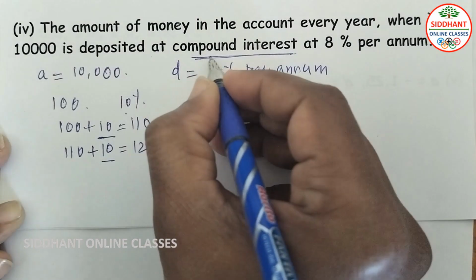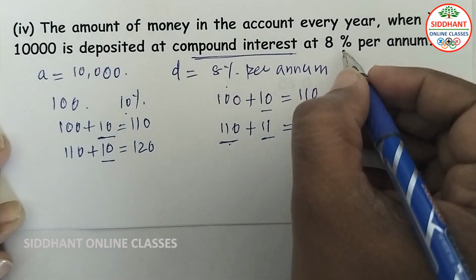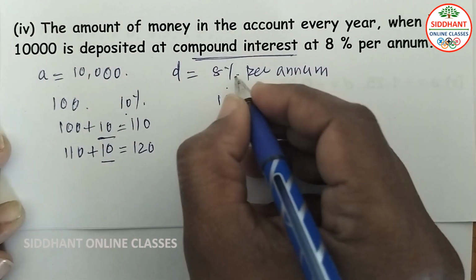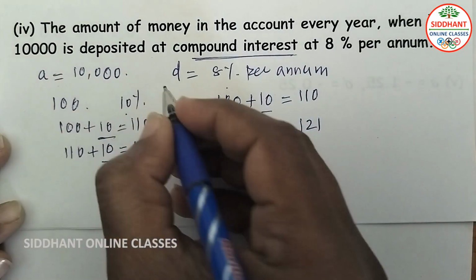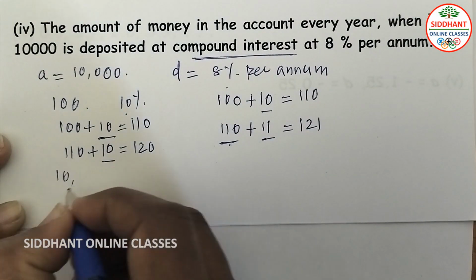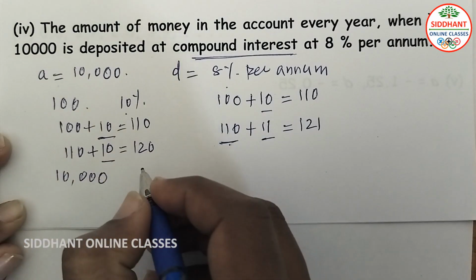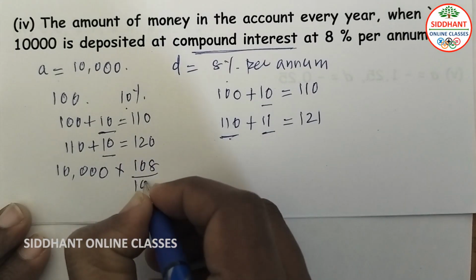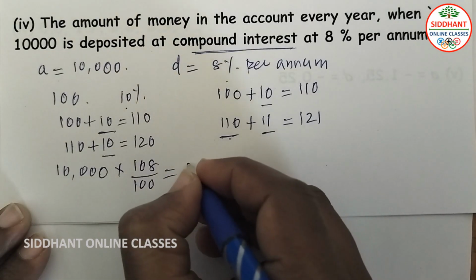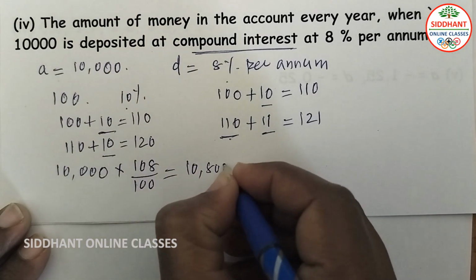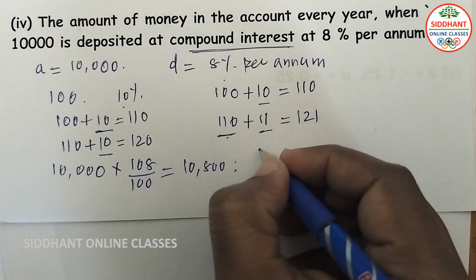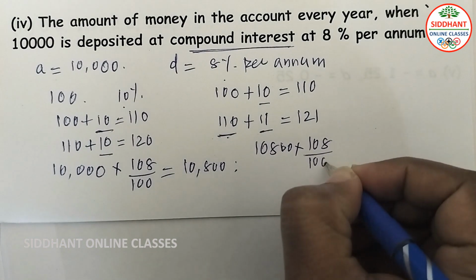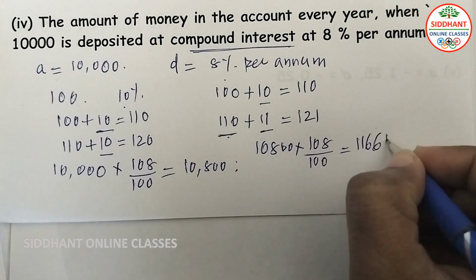So here in the question they asked the compound interest of 8%. That means every year the interest is 8%, but the amount will vary here. That means if you are going to keep 10,000 into 108 by 100, when you are going to do, we are going to get 10,800 here. So in the second year when you are going to see 10,800 into 108 by 100, which you are going to see 11664 here.